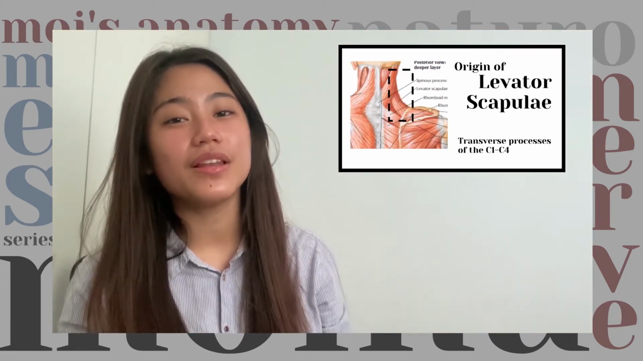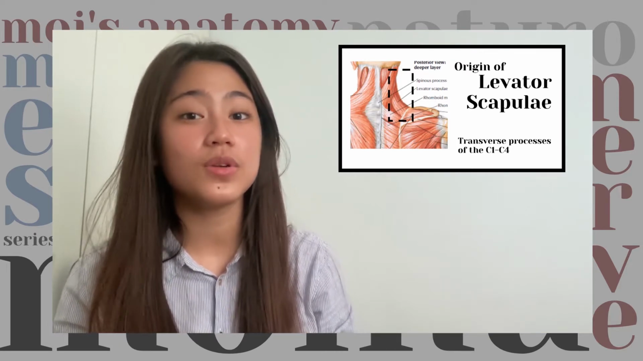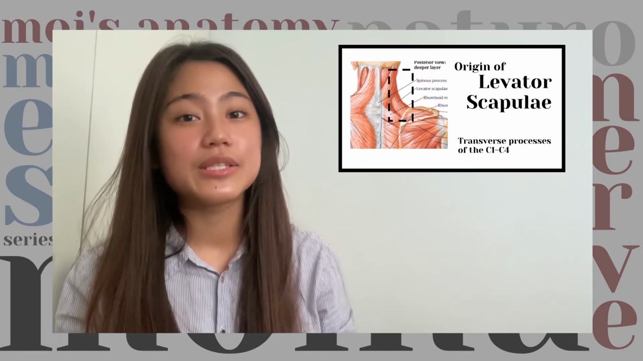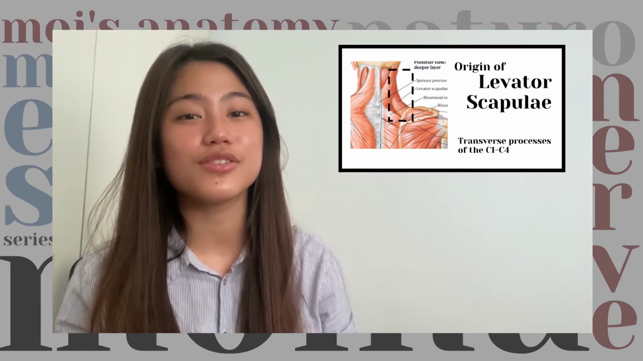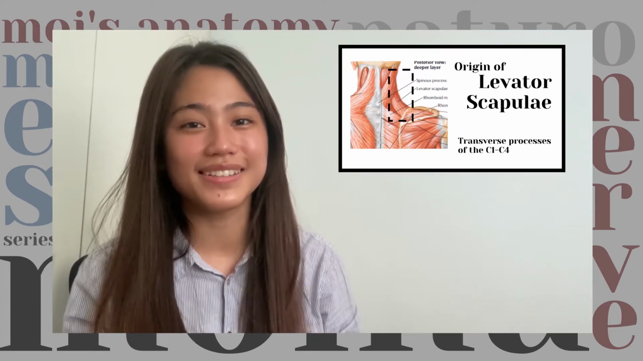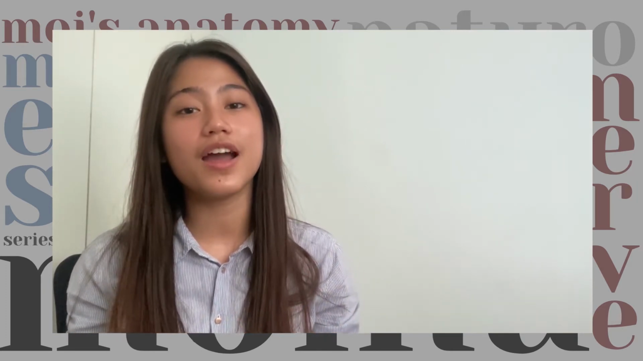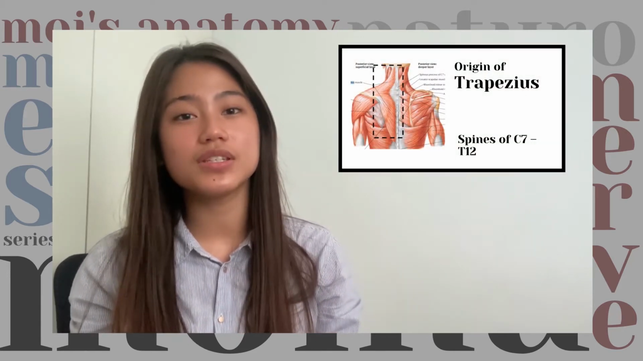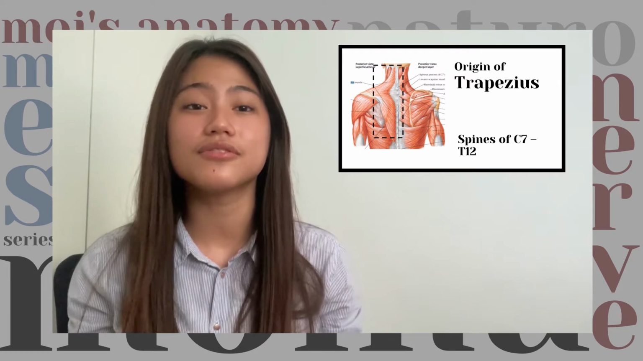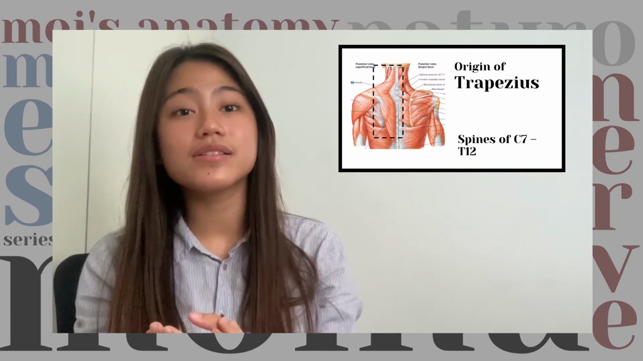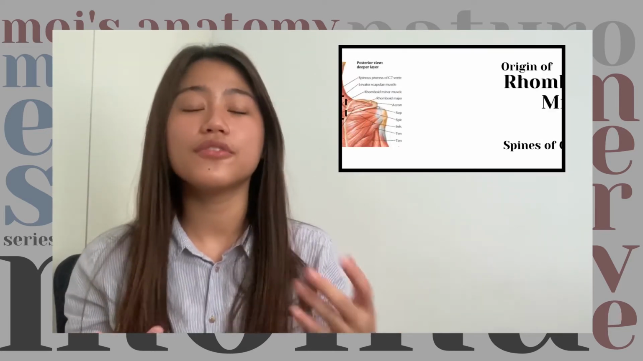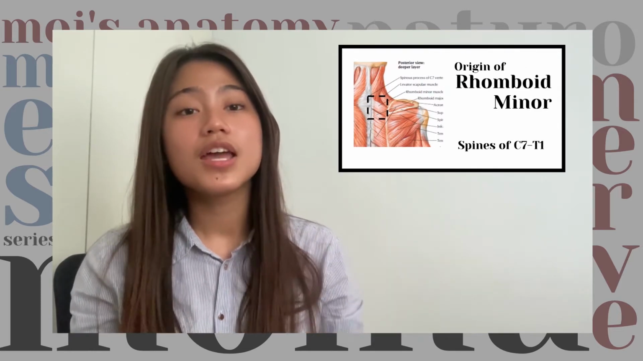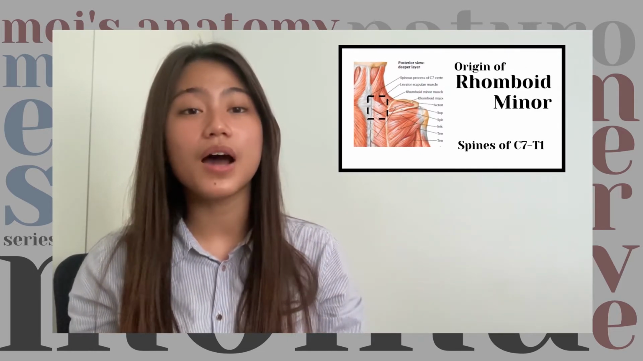The levator scapulae is the only muscle that originates solely from the cervical vertebra, specifically from the transverse processes of the first 4 cervical vertebrae. The 2 muscles that expand their origin from the cervical to thoracic vertebrae are the trapezius and rhomboid minor. One of the origins of the trapezius is the spines of the 7th cervical vertebra to all the spines of thoracic vertebrae, while one of the origins of the rhomboid minor is the spines of the 7th cervical vertebra to the first thoracic vertebra.